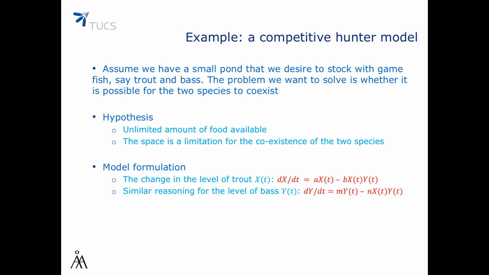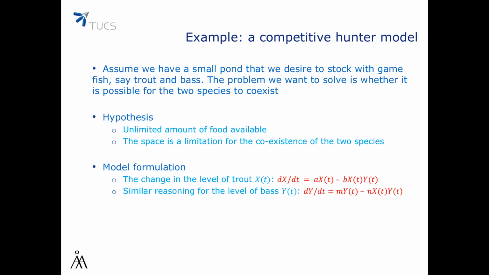So the model formulation is going to be like this. The change in the level of trout, let's say x of t, so dx/dt, is going to be like this. On one hand, we have a growth rate, and that will give us the term a times x of t. And then we have the effect of the interactions between the two species, which we will model as x of t times y of t with some proportionality constant b in front of this term.